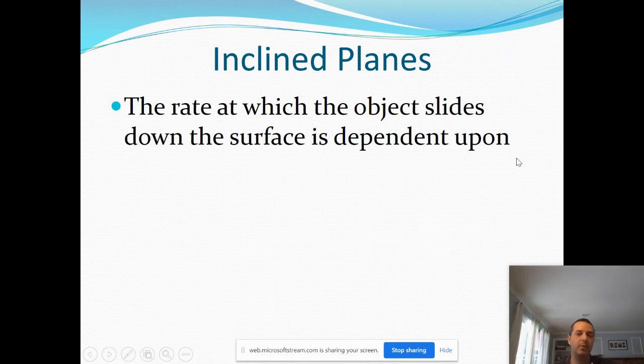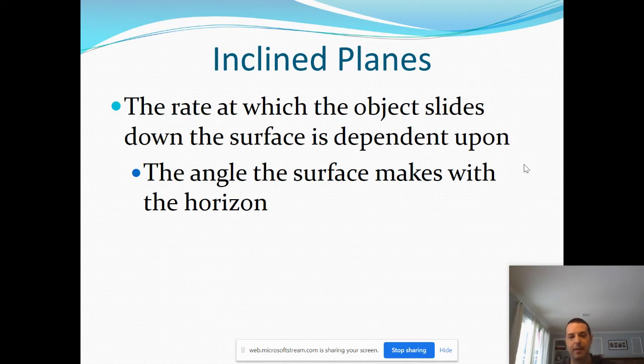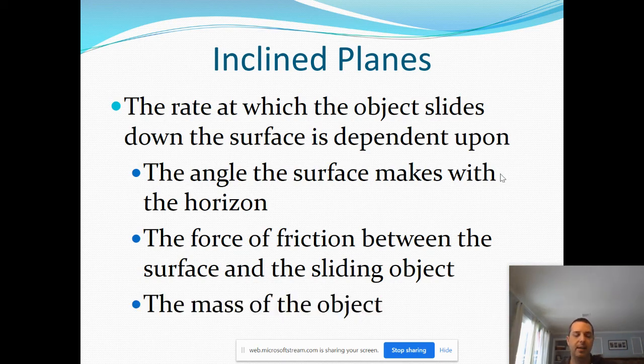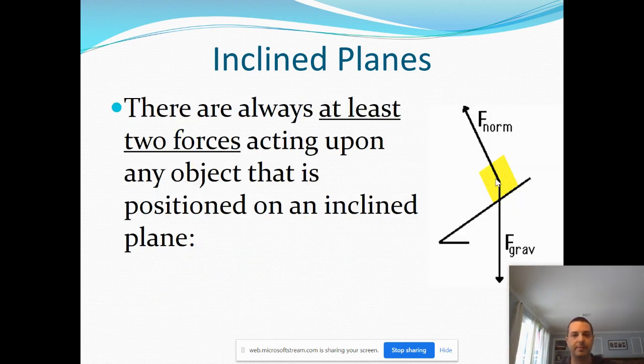When we talk about the rate at which an object descends an incline, there's a couple factors that are in play. The angle the surface makes with the horizon is one of the factors. Force of friction acting between the surface and the incline itself sometimes is a factor, other times it's not. And then we have the mass of the object. So these three factors, the angle, the frictional force if present, and the mass of the object, are all the things that determine how an object goes down an incline. The mass of the object is important because that's what determines the weight of the object. And the weight of the object is its force of gravity.